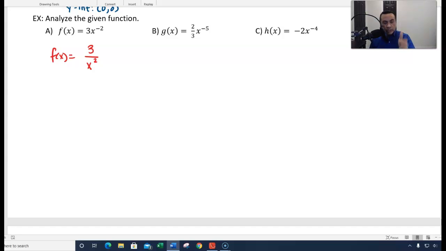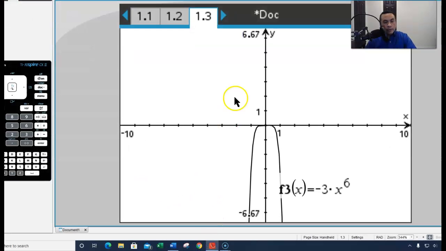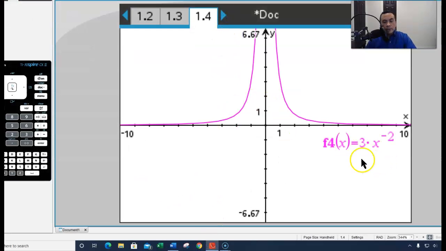Now the function does not exist at x equals 0. This is a discontinuous function. At x equals 0, there's nothing there. Let's take a look at what that looks like. Here we go. I went ahead and graphed it ahead of time. There it is, 3x to the negative 2 power. You see what I'm talking about? So right here, at x equals 0, the graph does not exist.